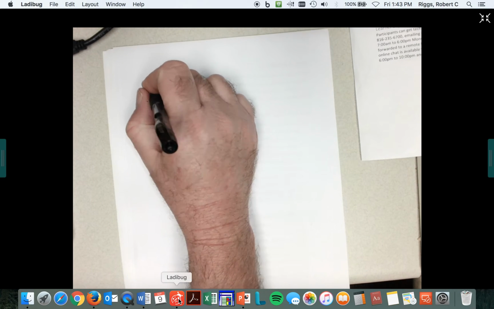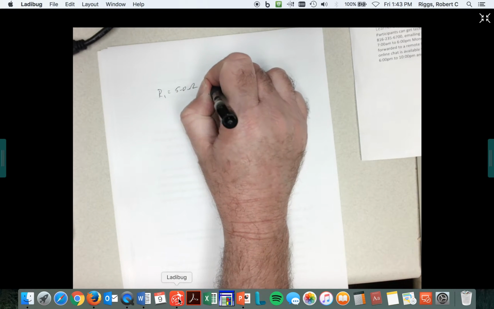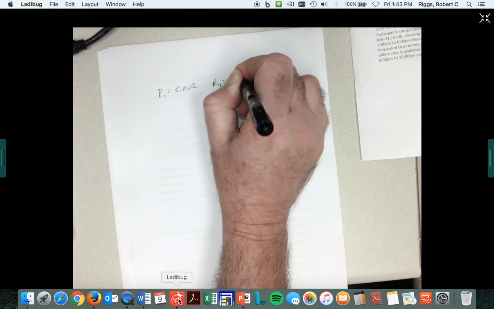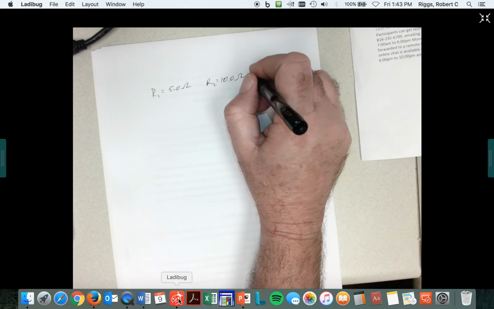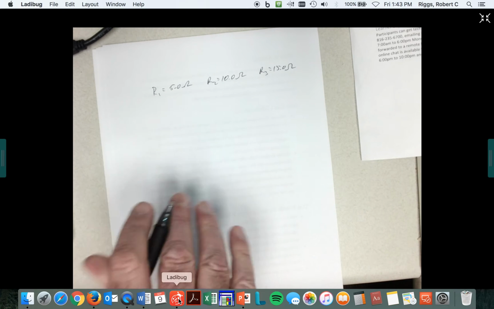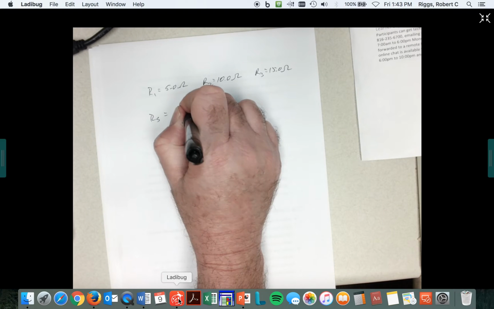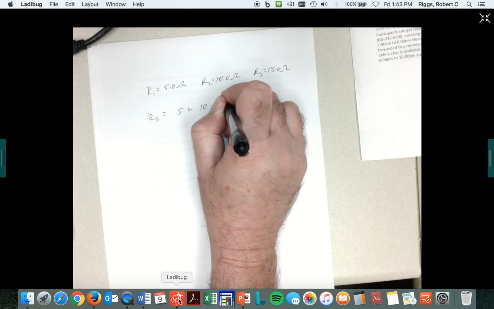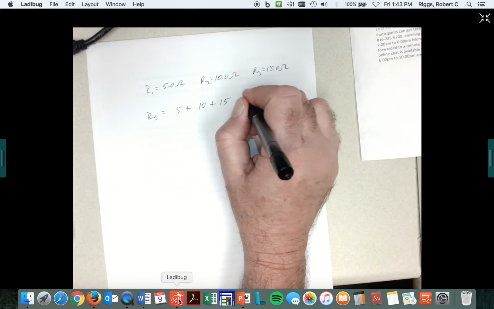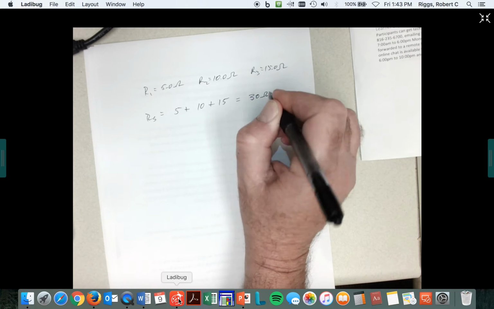Okay, total resistance. Now, for this problem, I've got R1 equal to 5 ohms, R2 equal to 10 ohms, R3 equal to 15 ohms. I think they left it in 3 sig figs. So R in series, piece of cake: 5 plus 10 plus 15 would be 30.